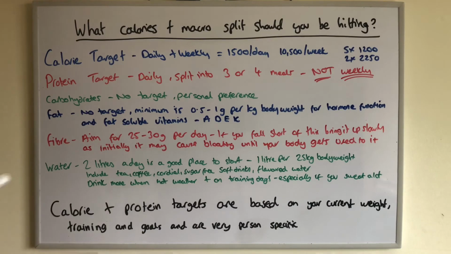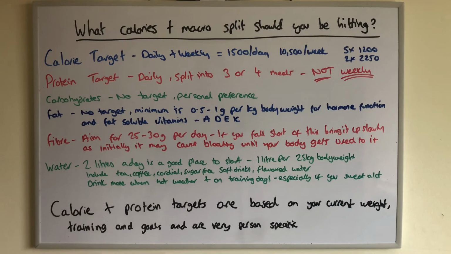So, water. 2 litres is a good place to start. The recommended guideline is 1 litre per 25 kilograms of body weight. So if you're 75 kilograms, you would want 3 litres of water in the day.